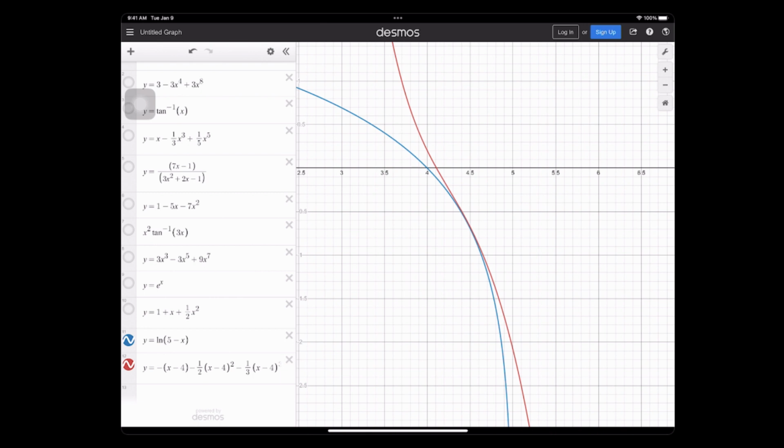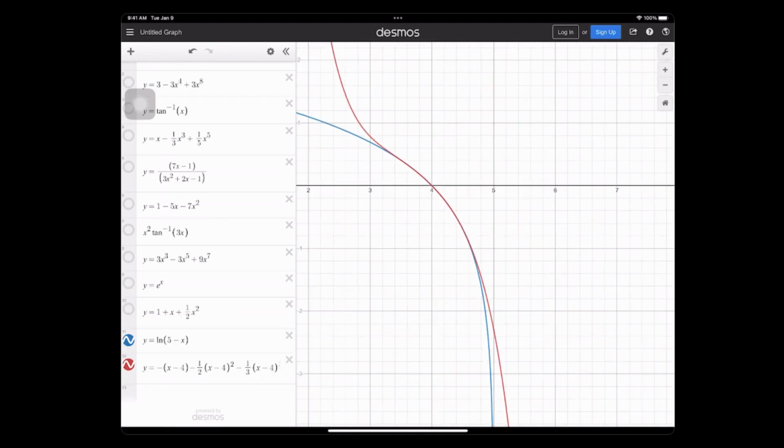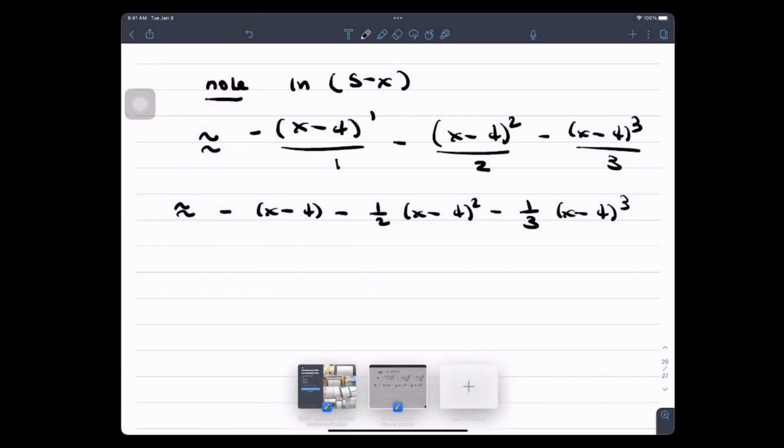Oh, did I screw up? Oh, there it is. There we go. I apologize. So take a look at the interval from negative 3 to 5. If you can see that, it's actually an even better approximation. So the more terms you include, the better the approximation of that curve, centered around that value 4.